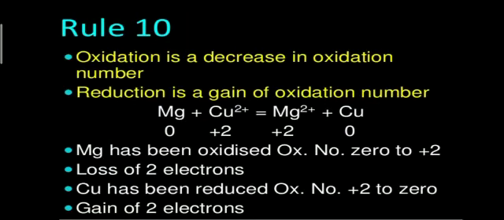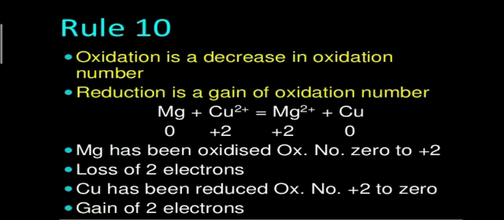This is because of the gain of electrons. When a substance or an atom gains an electron, it becomes negatively charged, and when positive starts converting to negative, it means the value is decreasing, so the oxidation number in reduction will decrease.